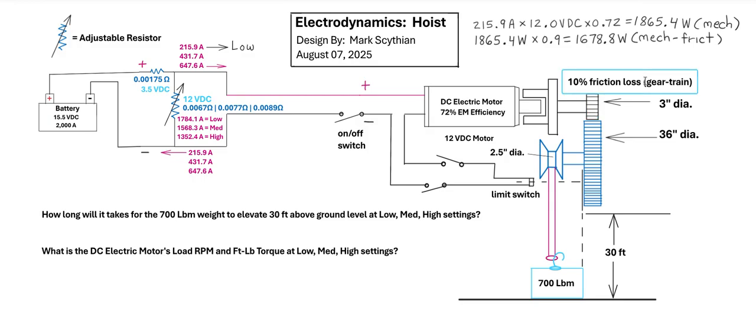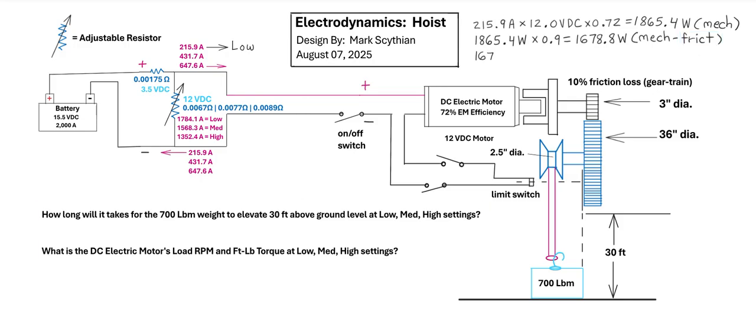The gear assembly, or the gear train, has a 10% friction loss, so we would then take our 1865.4 watts mechanical power output of the motor and multiply this times 0.9 to then yield an effective mechanical power drive affecting the hoist and weight elevation. So that's 1678.8 watts mechanical, including the friction losses.